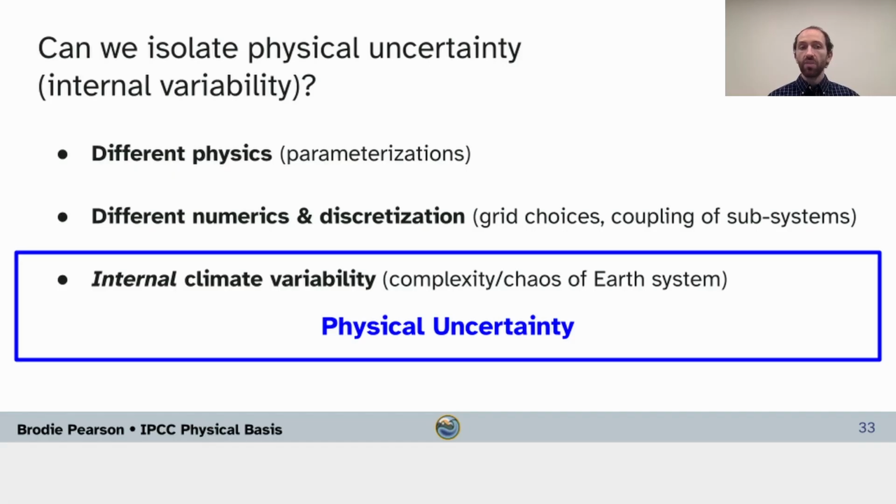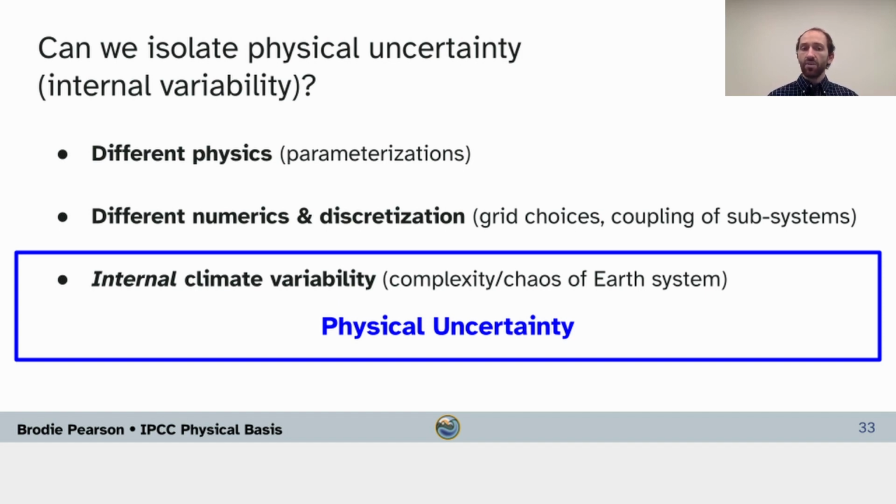So you were just working with a multi-model ensemble where each model's projection was different due to their different physics, different numerics and discretization, and due to the internal climate variability, so the physical chaos of the Earth system driven by its complex and nonlinear governing equations.